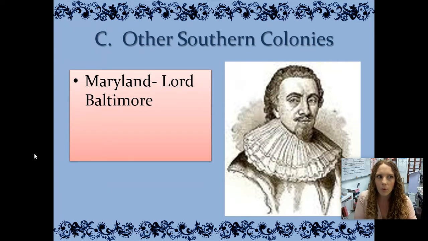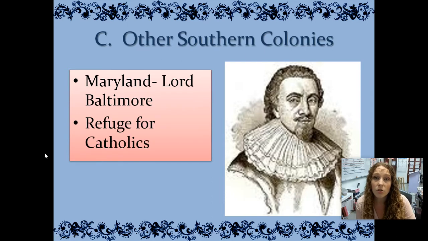They were not, by this point, just outright killing them, but they might be discriminated against. They might be looked over for certain things. They may find it difficult to practice their religion without persecution or discrimination. And so that is why Lord Baltimore starts Maryland. It was a refuge for Catholics.